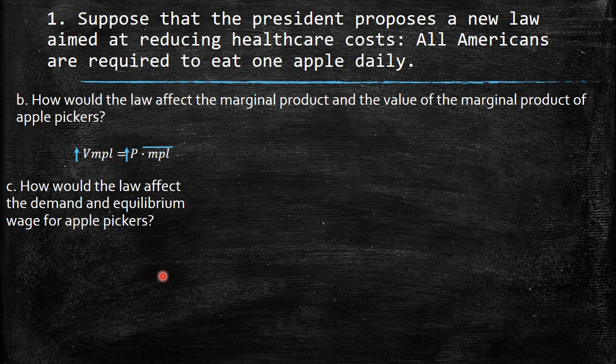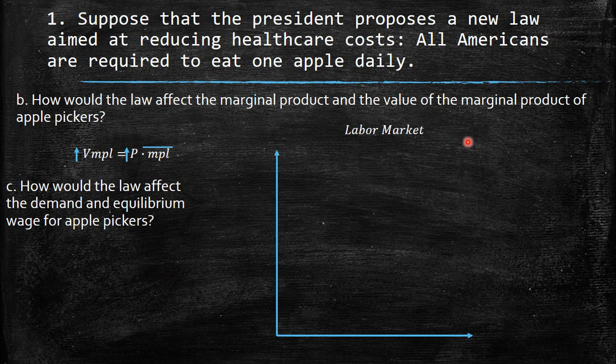How would the law affect the demand and equilibrium wage for apple pickers? Before, we looked at the apple market, and now we are in the labor market. The axes are different here: instead of the price that we have in the apple market, we have the wage, which is the price of work, and L, the labor measured as the quantity of workers.